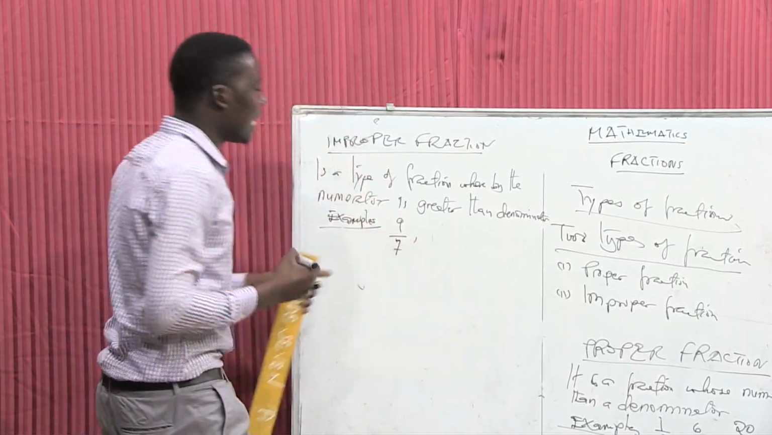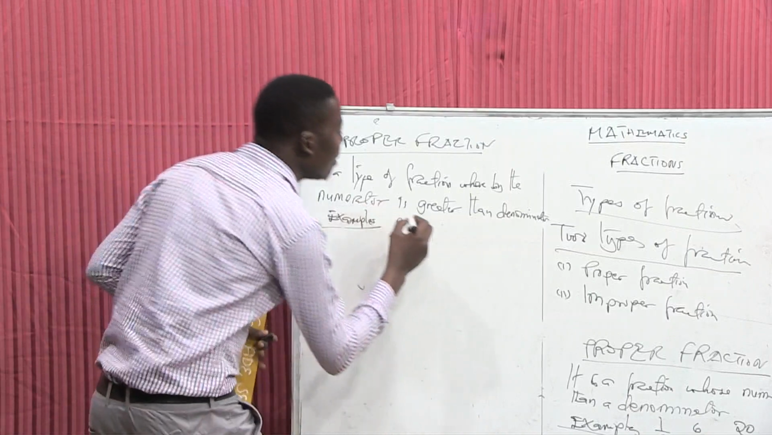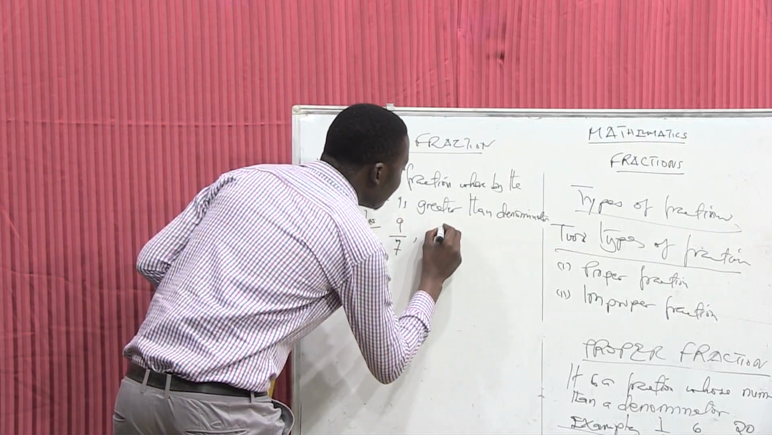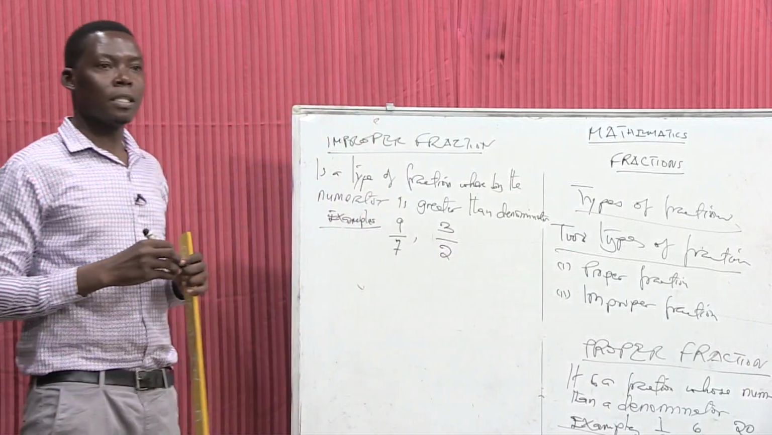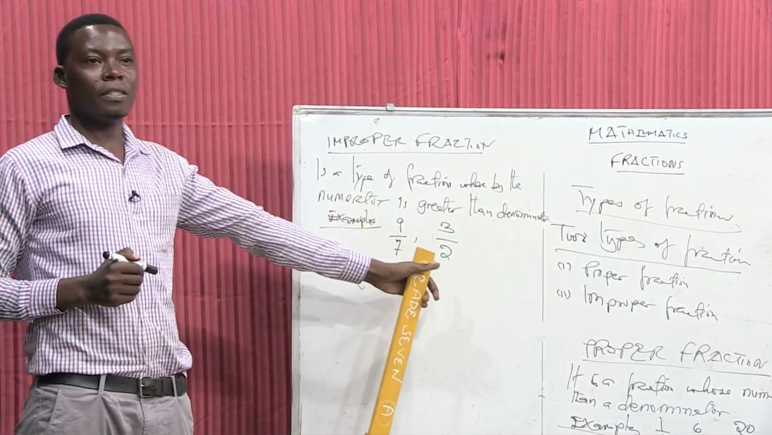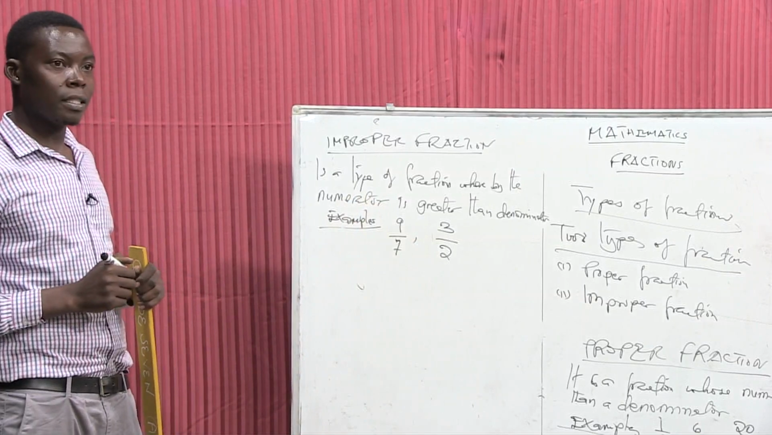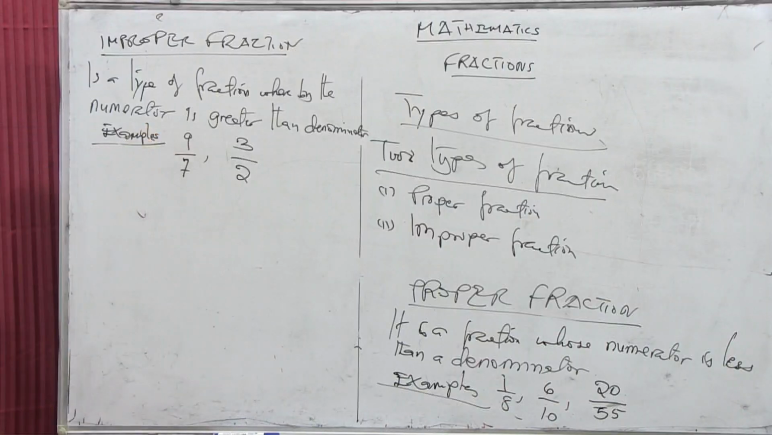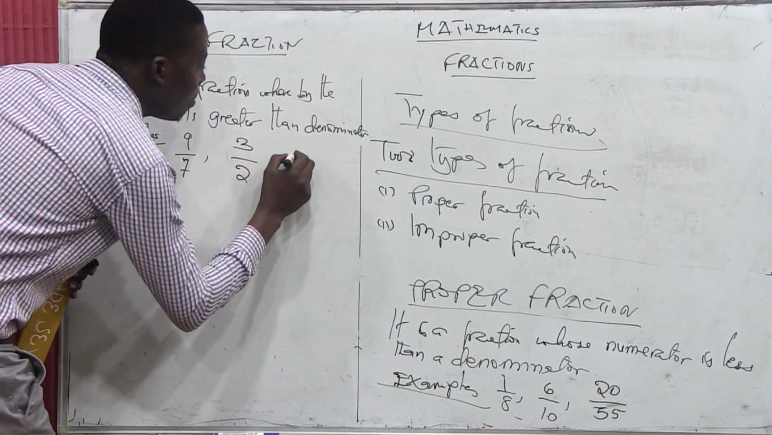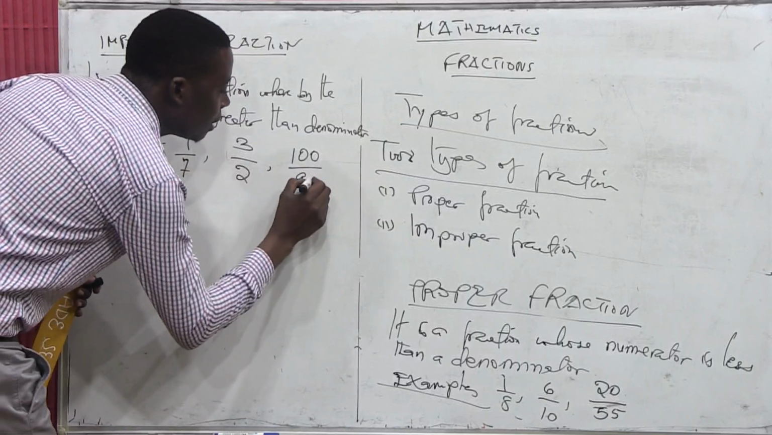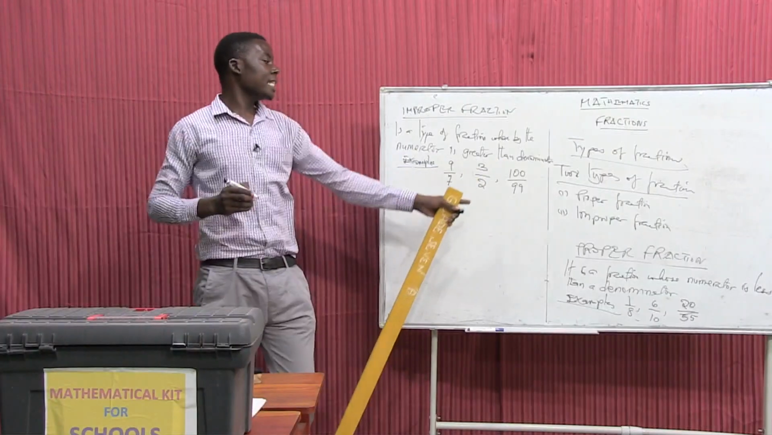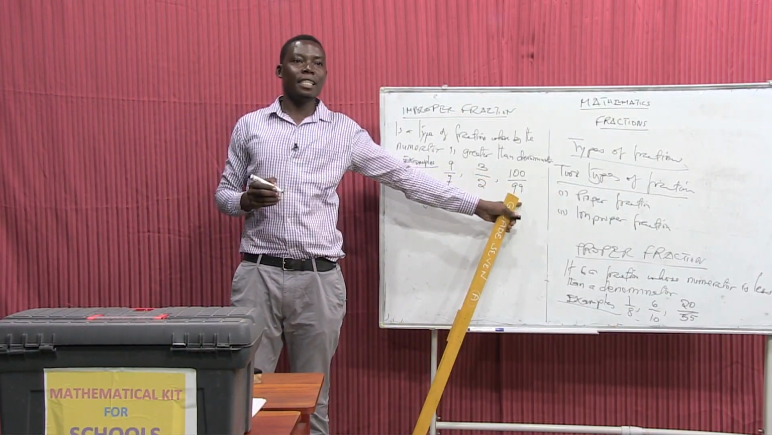Another example for this case is maybe 3 over 2. Another one is maybe 100 over 99. 100 is greater than 99.